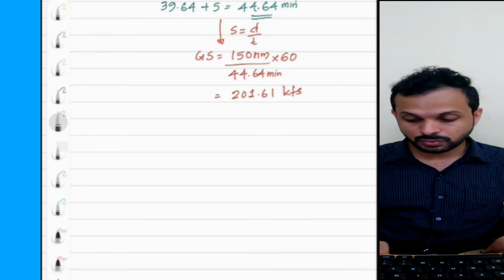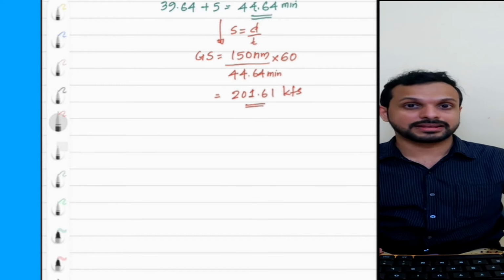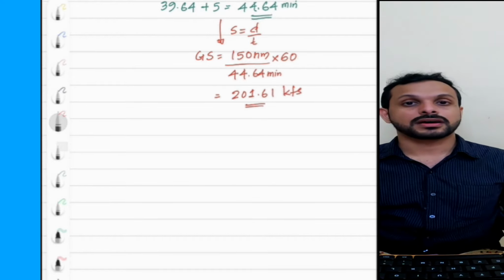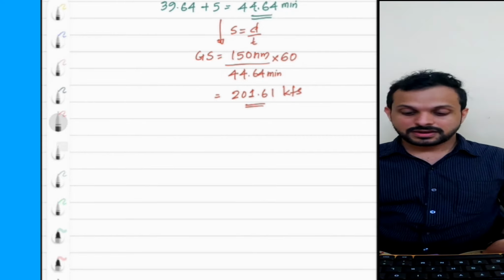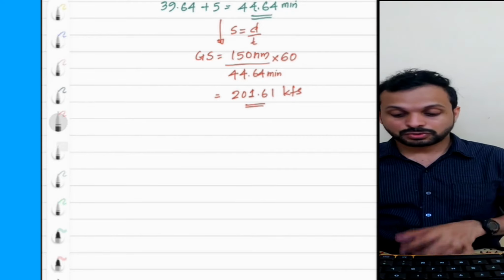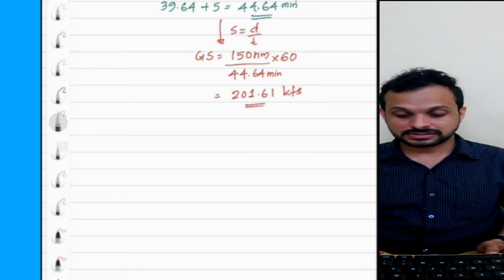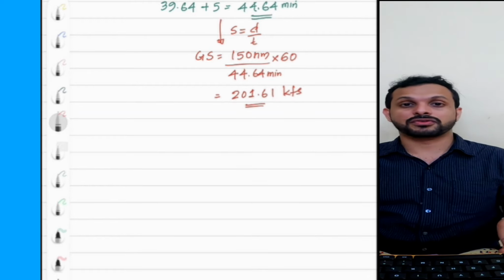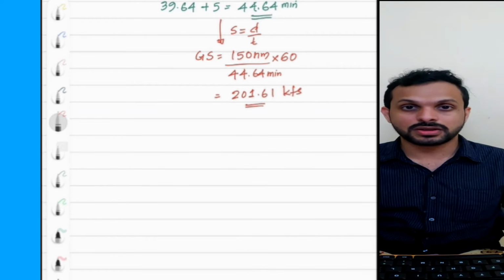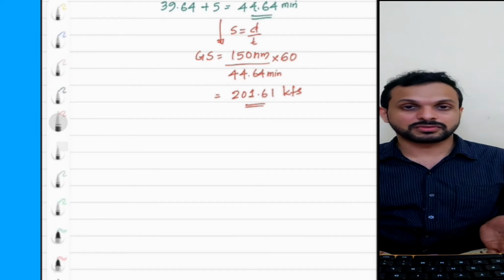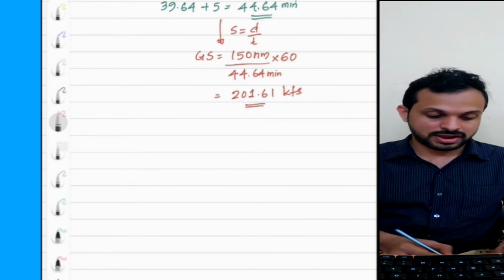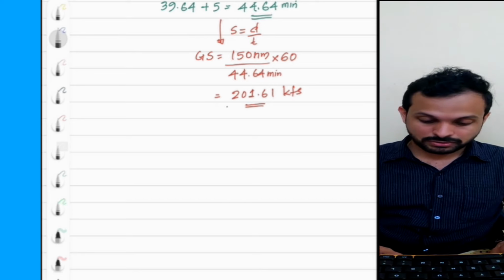For obvious reasons, we are expecting a ground speed that is lesser than 227, because only that can amount to a delay of 5 minutes. Now we are almost close to the answer. With a ground speed of 201.61 knots, as I told you, we are reverse assessing the whole question. The wind component is assumed to remain the same, which is minus 35 knots of headwind. So let's bring that into the picture now.